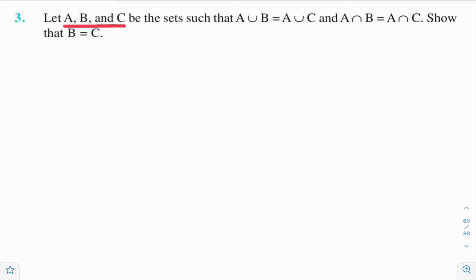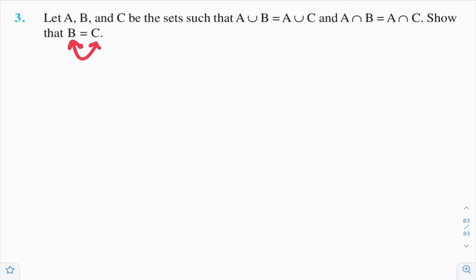A, B, C are 3 sets such that A union B equals A union C and A intersection B equals A intersection C. Then show that B equals C. Here we need to prove that B equals C by using these two conditions. Here B equals C means the two sets are equal.